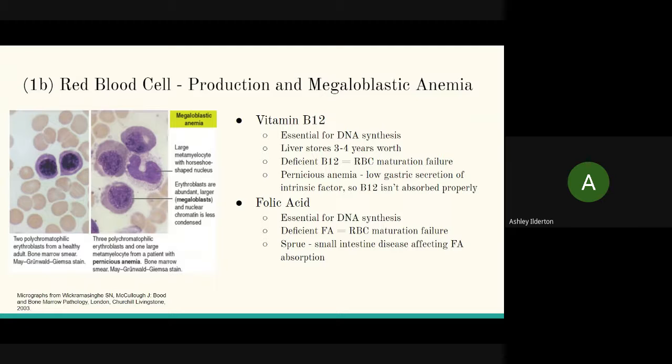And folic acid is the same way. If you're deficient in folic acid, you get the red blood cell maturation failure. A disease that can cause this is called sprue. It's a small intestinal disease that affects the absorption of folic acid. And we'll talk about megaloblastic anemia in more depth in the video specifically relating to pathology.